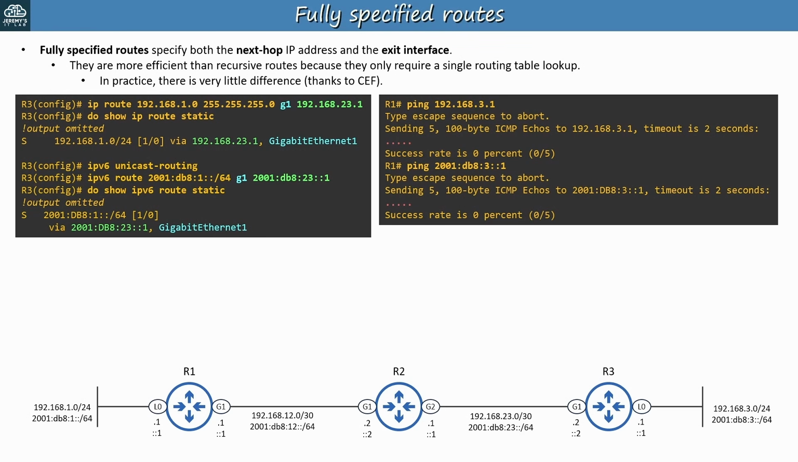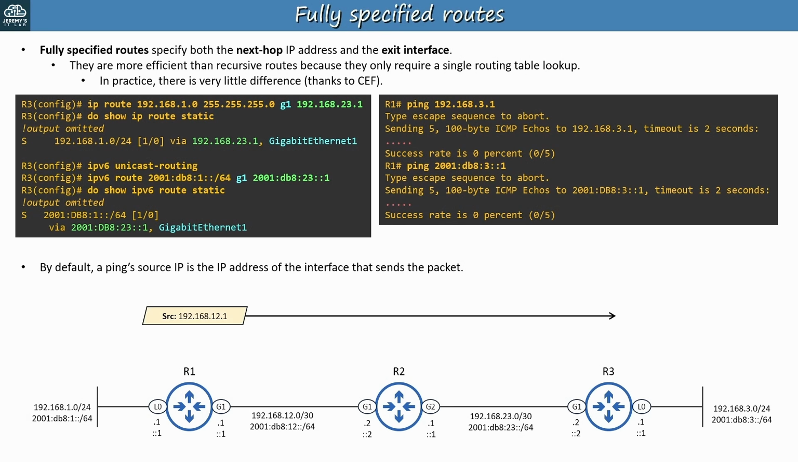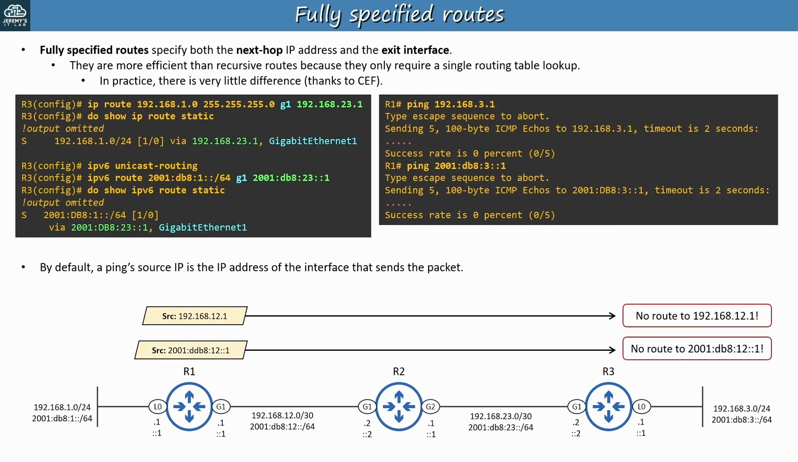We have all of the routes we need between the two loopback networks, so the issue is something else. Here it is. By default, a ping source IP is the address of the interface that sends the packet. So, R1 sends the IPv4 ping from 192.168.12.1, its G1 interface. But R3 doesn't have a route to reach 12.1, so it can't reply. And the same thing for the IPv6 ping. We configured reachability between the two loopback networks, but not the transit links between the routers.